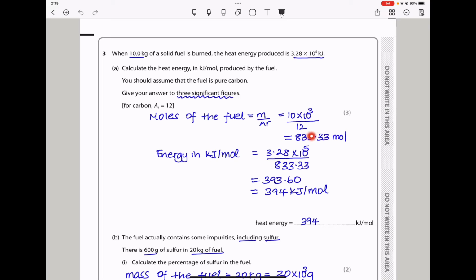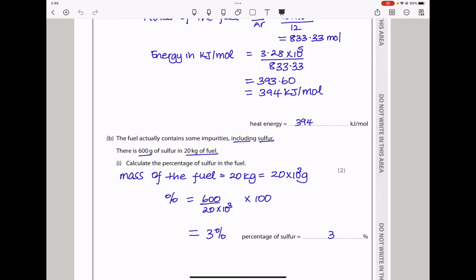the number of moles. The energy is going to be the heat generated here divided by the number of moles, giving me that. But they said the answer has to be in 3 significant figures. So rounding this off to three significant figures, I got 394 kilojoules per mole, and that is my answer here.